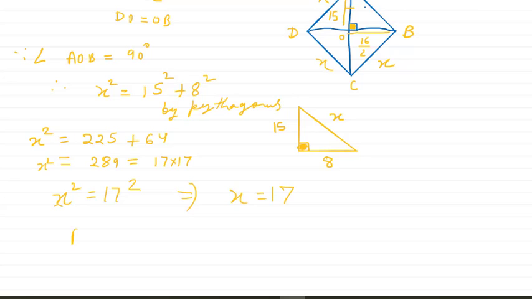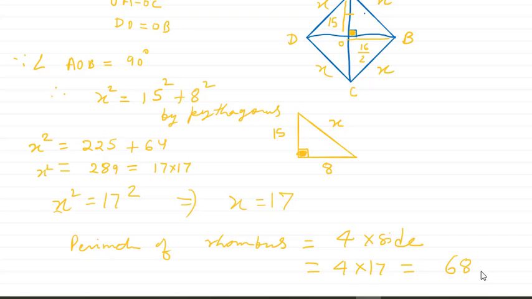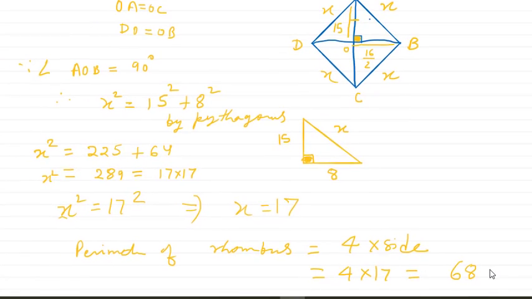Now you have to find the perimeter. You can write the perimeter of the rhombus is equal to 4 into side. And now the side of the rhombus is 17. So now your perimeter of the rhombus will be 68 centimeters.